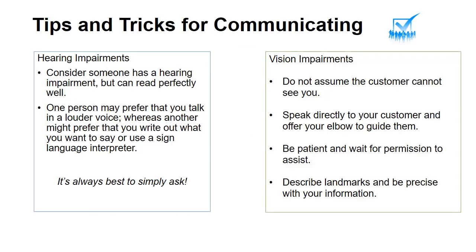Tips and tricks for communicating. Hearing impairments. Consider someone has a hearing impairment but can read perfectly well. One person may prefer that you talk in a louder voice, whereas another might prefer that you write out what you want to say or use a sign language interpreter. It's always best to simply ask. Vision impairments. Do not assume the customer cannot see you. Speak directly to your customer and offer your elbow to guide them. Be patient and wait for permission to assist. Describe landmarks and be precise with your information.